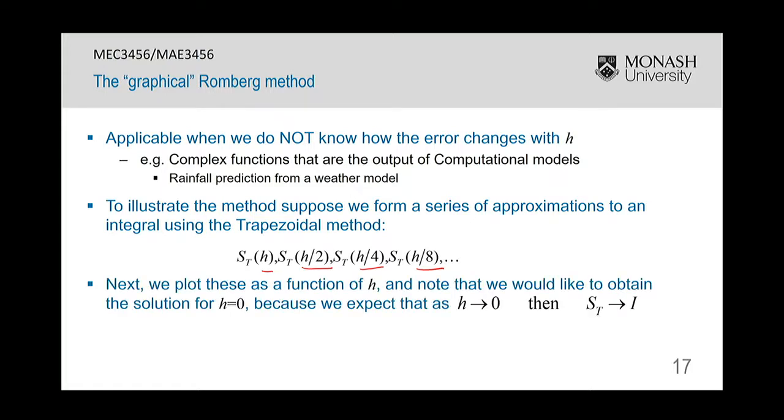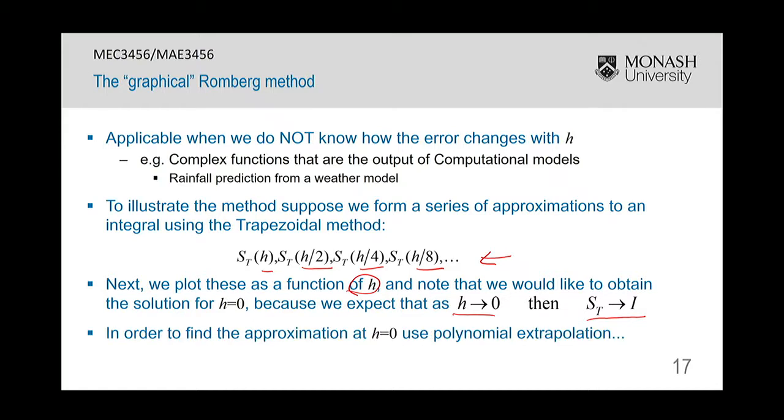What we can now do is plot these integral estimates as a function of our step size. And as the step size gets smaller and smaller, we would expect that our estimate becomes closer and closer to the exact integral. So if we can take this series of estimates and extrapolate to h equal to 0, then perhaps we've got a good estimate of what the actual integral is.